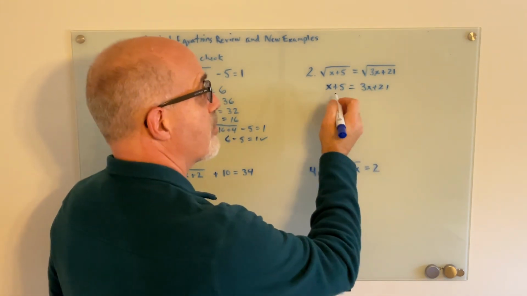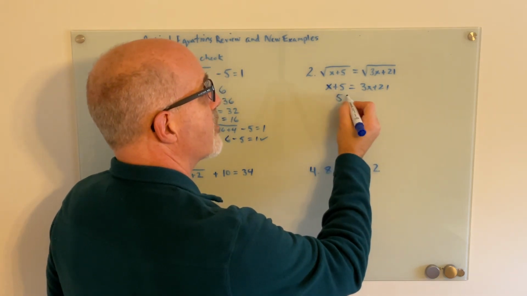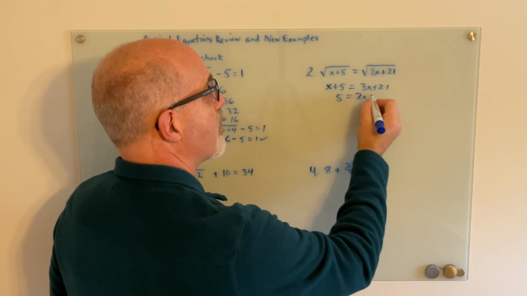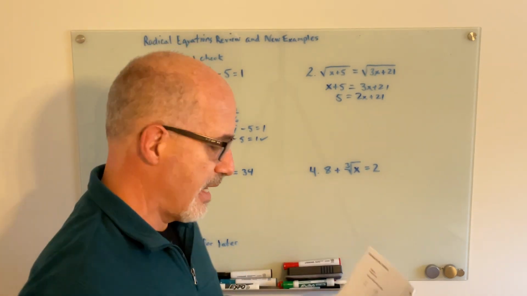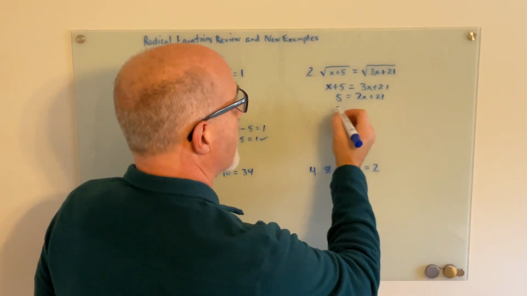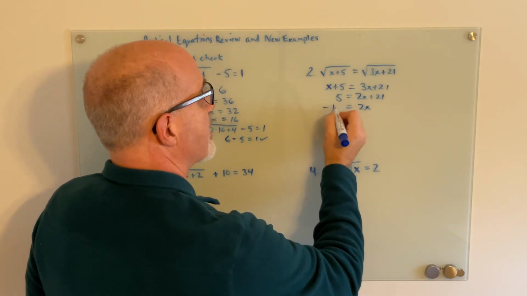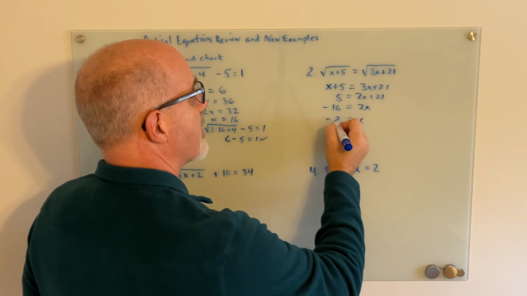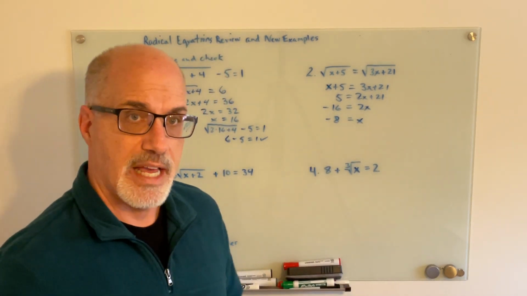Now let's subtract x from both sides. So 5 equals 2x plus 21. Subtract 21 from both sides. And when we do that, we've got 2x equal to negative 16. X equals negative 8. Okay, for that. So now I'm going to check that.